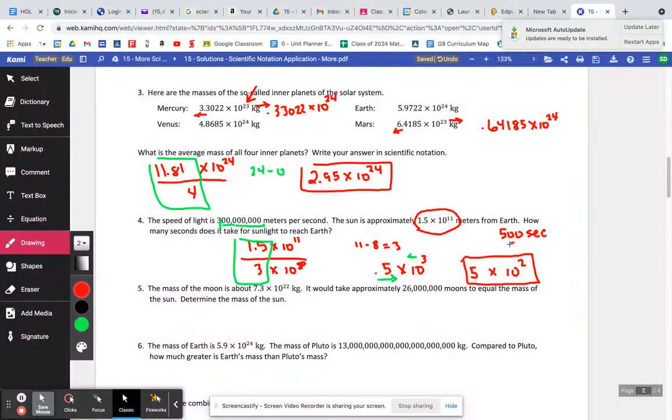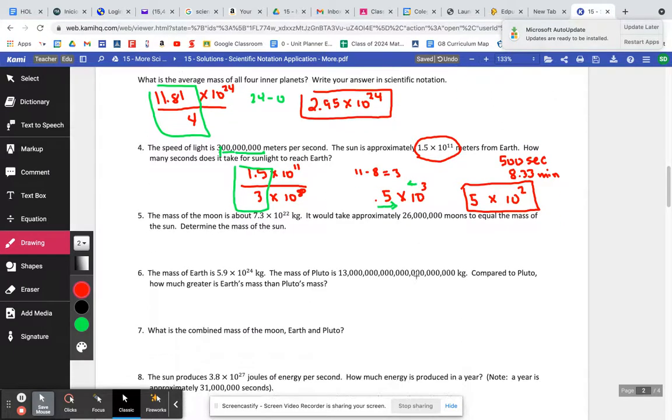8.33. That's the same thing as 8.33 minutes. It takes about 8 minutes for the sunlight to reach us. So the sun that you see outside is 8 minutes old. Okay, number 5. The mass of the moon is this big number. It takes approximately 26 million moons to equal the mass of the sun. How big is the sun?